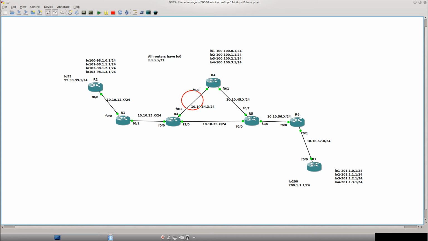Now right now these links are 100 megabit. So this link here, that's 100 megabit. Imagine if these links inside this triangle were satellite links, where each megabyte costs you $8.